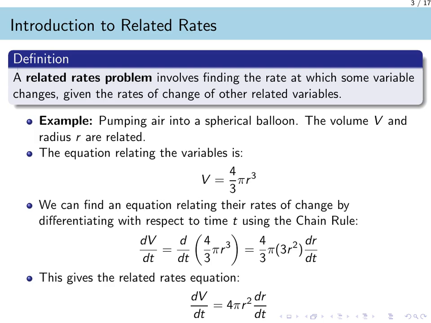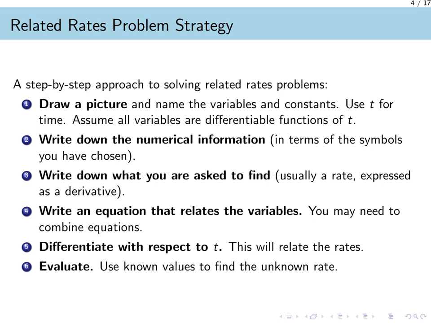Using the chain rule, we find that dV/dt equals 4 pi r squared times dr/dt. This new equation is powerful because if we know how fast the volume is increasing, we can now calculate exactly how fast the radius is growing at any instant. The key idea is that differentiating a static formula with respect to time gives us a new formula that connects the rates of change. To solve any related rates problem systematically, I recommend a 6-step strategy that transforms a word problem into a clear calculation.